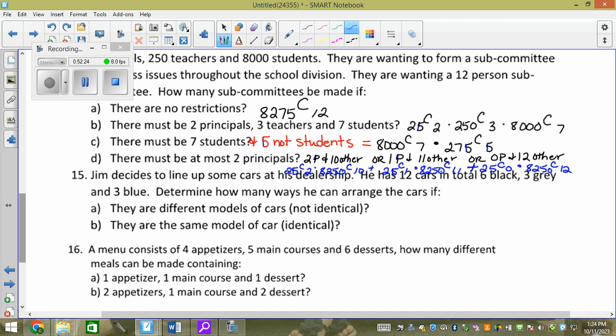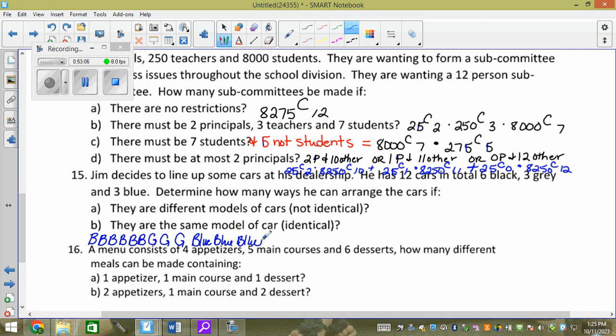Jim decides to line up some cars at his dealership. He has 12 cars in total, 6 black, 3 gray, 3 blue. Determine how many ways they can be arranged if the cars are not identical, and if the cars are identical. If the cars are identical, it's like having B, B, B, B, B, B, G, G, G, and blue, blue, blue. Can I tell them apart? No. It's like having those letters, right?